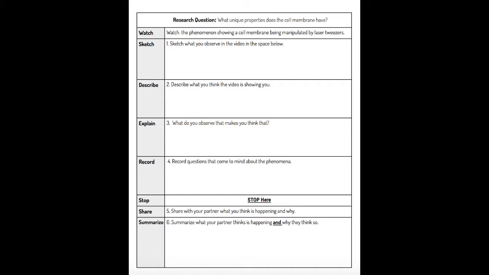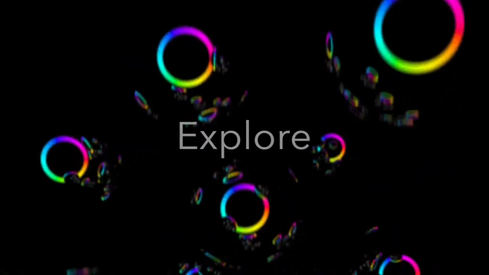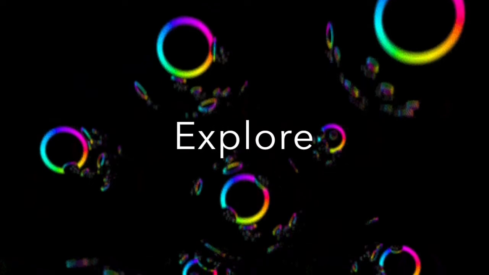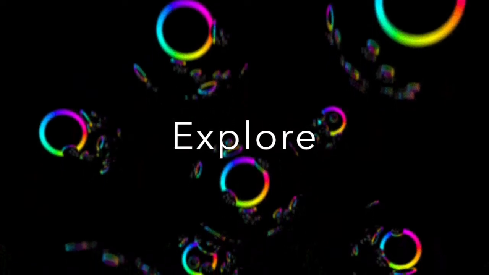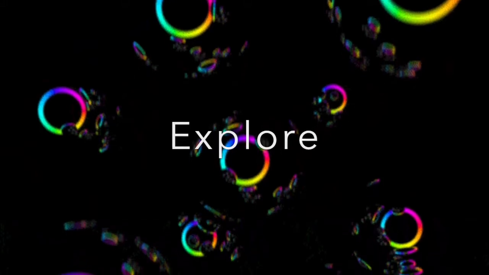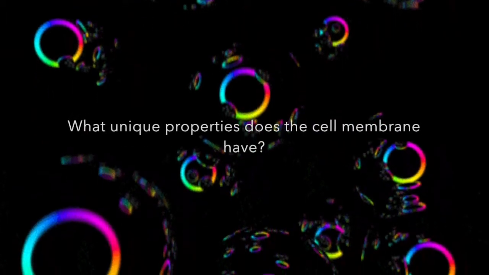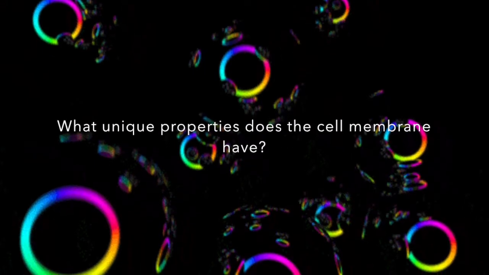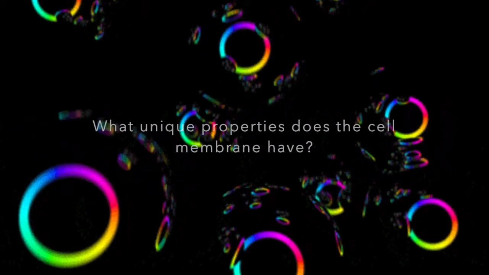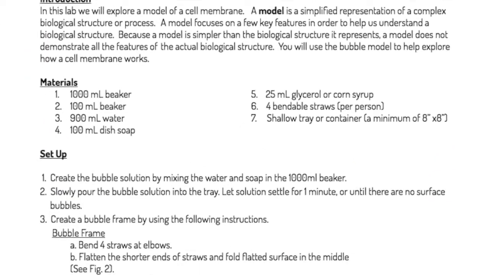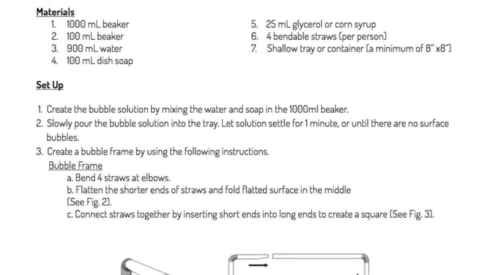Continuing with Day 1, students will embark on the Explore activity. Bubbles make great models for cell membranes. In the Explore activity, students will participate in experiences that develop their understanding that cell membranes are fluid, flexible, and can self-repair. The research question guiding their exploration is what unique properties does the cell membrane have? Students will record their observations, have discussions with their peers, and finally, develop their own model to explain how a cell membrane works. The student worksheet for the Explore activity is located in the link attached to this video.